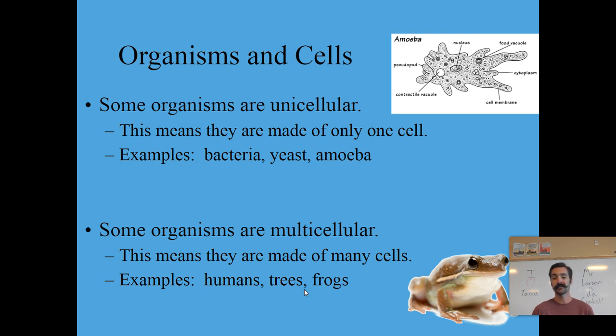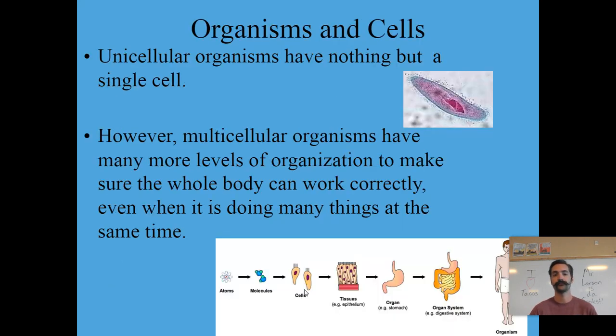Now, there are some organisms that are multicellular. That means they are made up of multiple different types of cells, as well as just a whole lot of cells. Examples are humans, trees, frogs, bananas, off the top of my head. Anything that is living and is made up of more than just one cell. Unicellular organisms have nothing but a single cell. Just explaining this further, multicellular organisms have many more levels of organization.